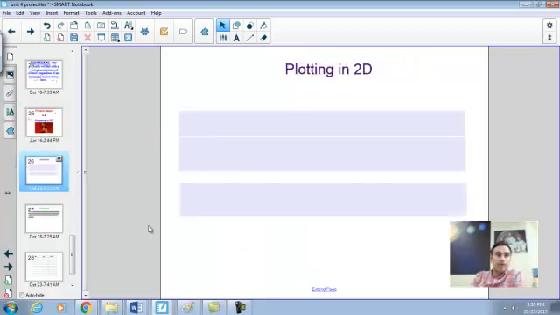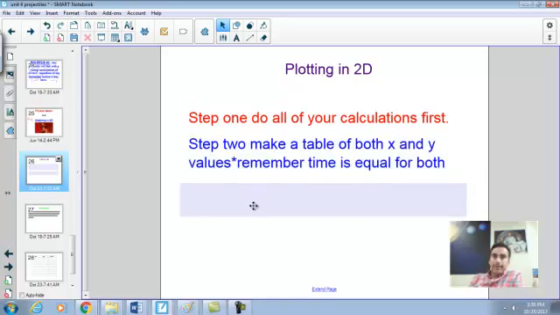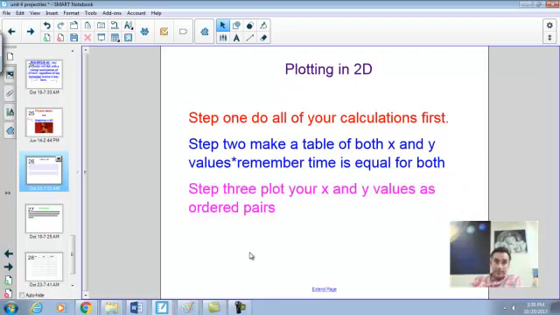Rule number 1, you need to do all of your calculations first. So you need to put every number that you have in, otherwise you're not going to be able to do this. Second thing, you need to make a table for x, for y, and for time. Remember, the time for y is going to be the same as time for x. And then last but not least, you plot your values as ordered pairs.